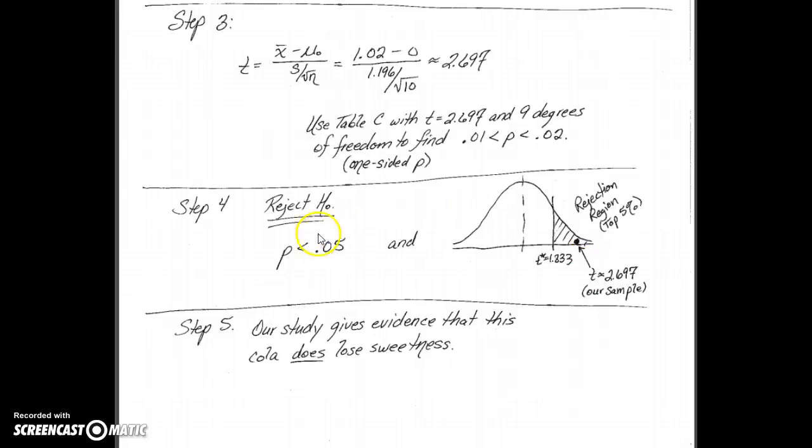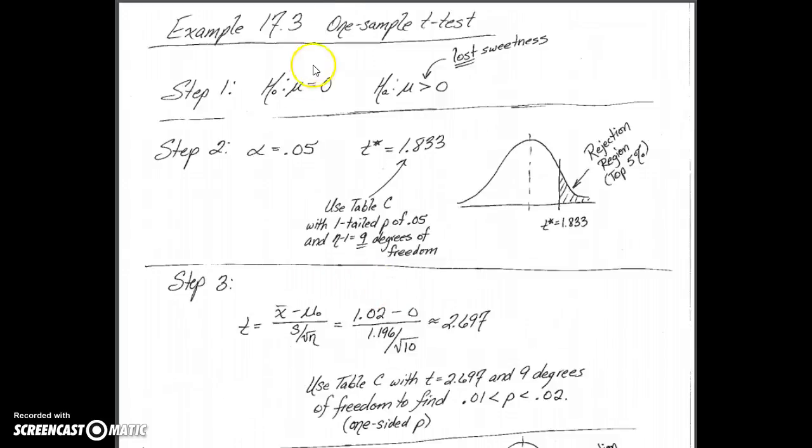And so either way you look at it, we do reject the null hypothesis, meaning that if we're rejecting this, then we're going to assume this. We haven't proven it, but we're saying that our study does give evidence that this particular cola loses sweetness, not just for these 10 samples that were taken, but in general, assuming that our sample was random, we've now shown that in general, we have evidence that this cola does lose sweetness.